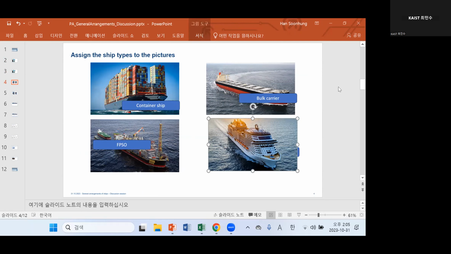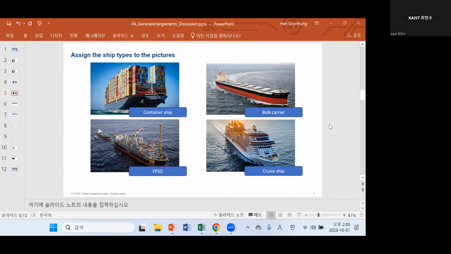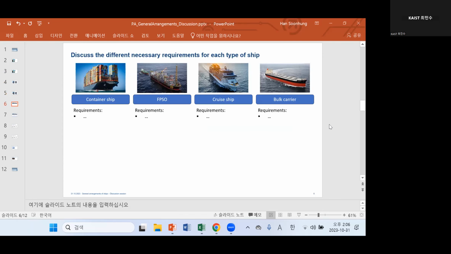Exactly. So what does this mean? You could do this so easily just by looking at the pictures. You knew what type of ship it is. So it means depending on what type of ship it is, the ships look different. They are made for a specific purpose. So let's think about it a little bit. What are the requirements for each type of ship that have to be considered in the general arrangement?